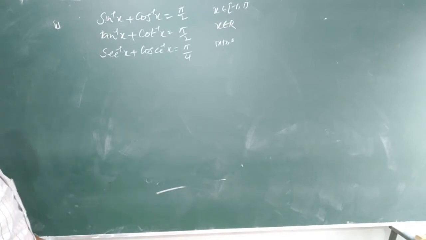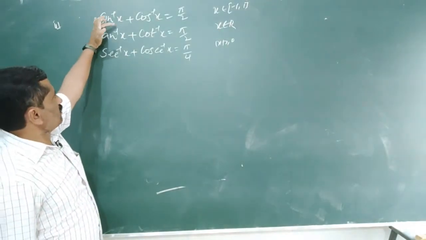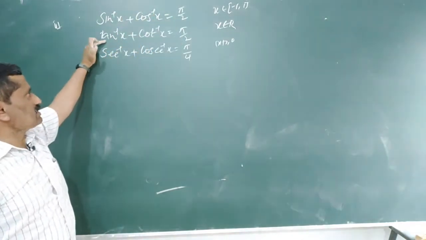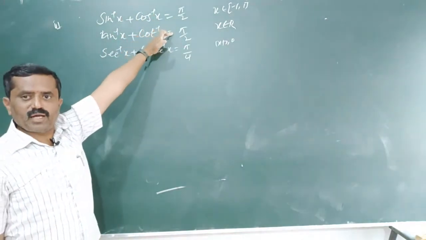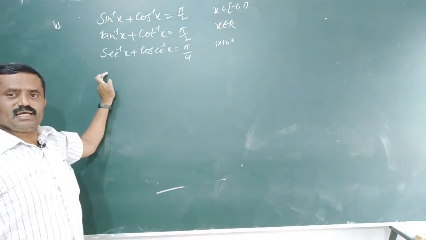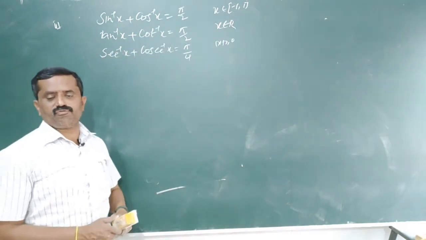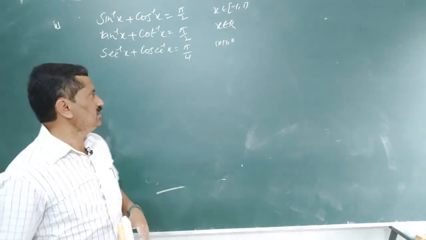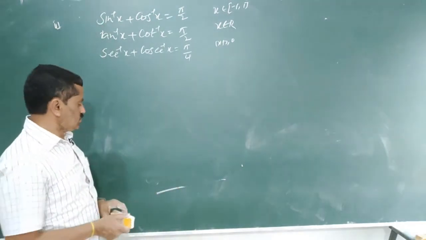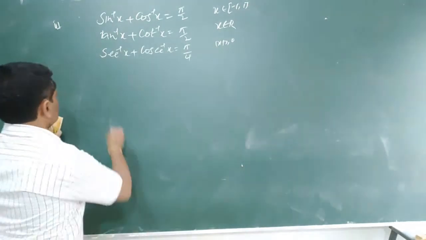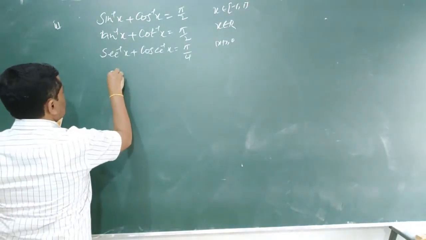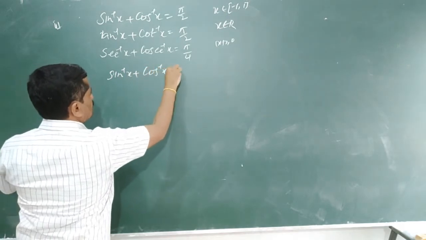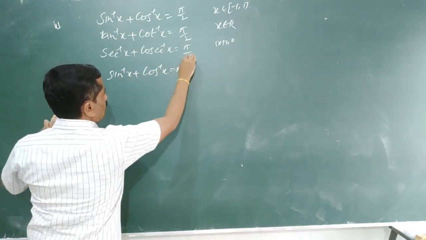So next, sixth property we have sine inverse of x plus cos inverse of x is equal to pi by 2. Tan inverse of x plus cot inverse of x is equal to pi by 2. Then secant inverse of x plus cosecant inverse of x is equal to pi by 2. Okay. So we will prove one by one. So first one we have sine inverse of x plus cos inverse of x is equal to pi by 2.